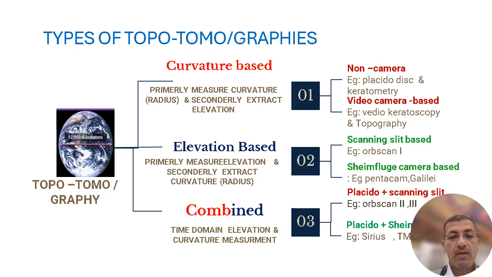So topography is mainly meant for description of the surface of the cornea. That's why curvature-based topography is the proper word for describing these types of topographies. However, for the elevation-based, because it gives more information about the anterior and posterior surface of the cornea, and with the incorporation of the Scheimpflug camera it also gives information about the anterior segment of the eye, the proper word is tomography rather than topography.